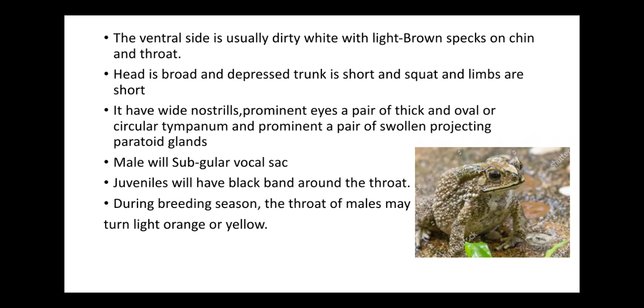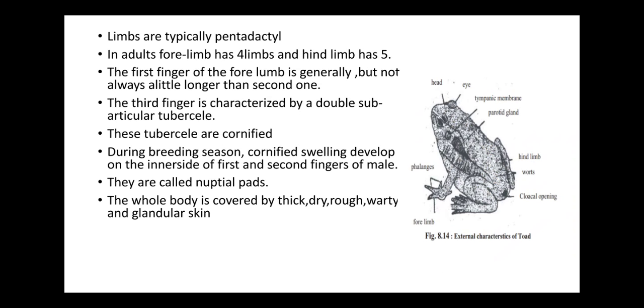It has wide nostrils, prominent eyes, a pair of thick, oval or circular tympana, and a prominent pair of swollen, projecting parotoid glands. Males have a subgular vocal sac for amplification of their mating call. Juveniles have a black band around the throat. During breeding season, the throat of males may turn light orange or light yellow.